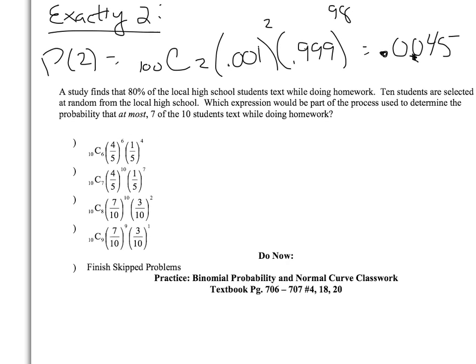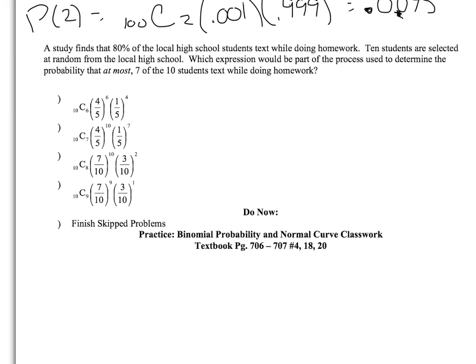And this question here was on the Regents exam. A study finds that 80% of local high school students text while doing homework. 10 students are selected at random from a high school. Which expression will be part of the process, only part of the process, used to determine probability of at most 7 of the 10 students text while doing homework? Well, at most 7 would be the probability of 0, 1, 2, 3, 4, 5, 6, or 7. Now, yes, you could list them all out if you wanted to. I'm not going to spend the time to do it. I'll do the first one so you can see what it would be like.